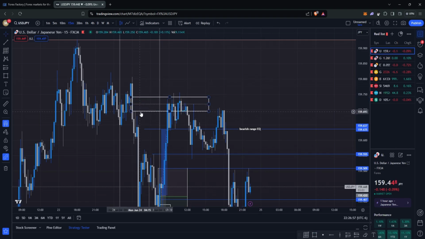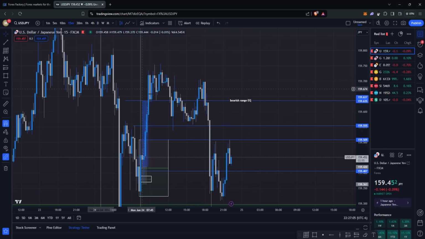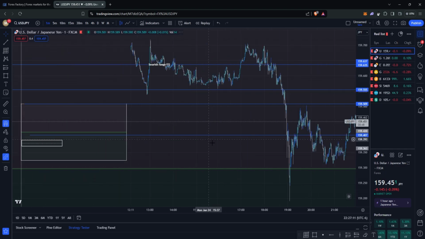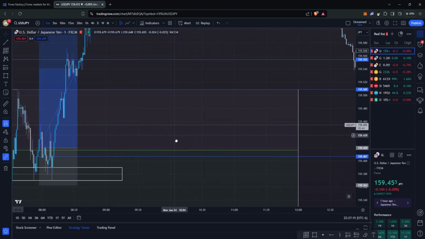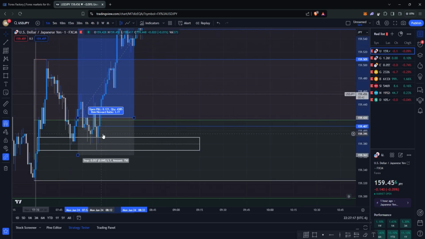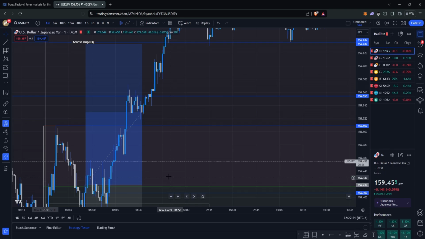I could have put my take profit here, but if there's anything that I know about trading, at least for me, it's that I can't get too greedy. So I just put my final take profit at this range equilibrium, right? So we can see we were in a drawdown for a little bit from when we opened this trade to when we completed the trade.